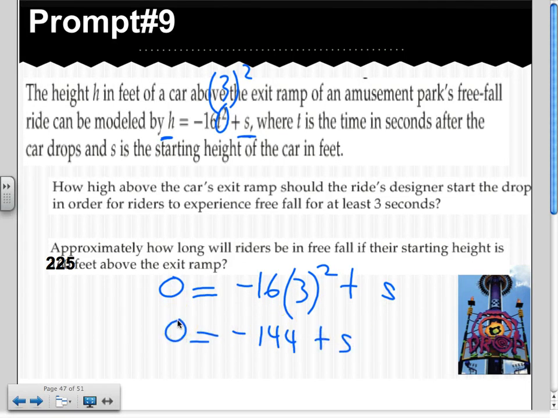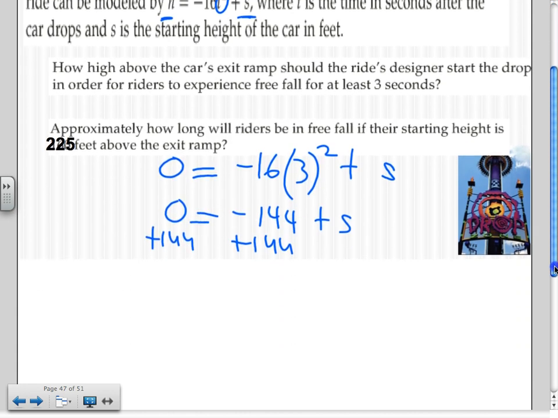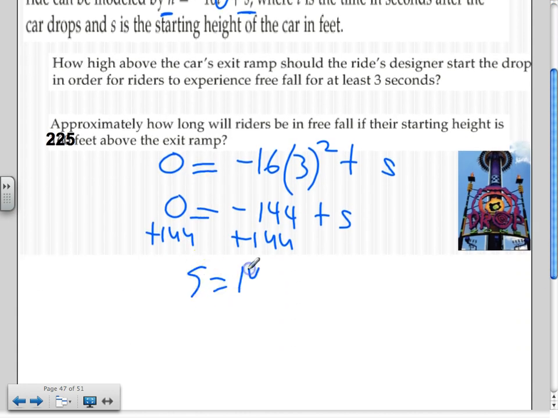How do I solve for s now? Plus 144 over. That means s is 144 feet. Exactly. So that means for the rider to experience 3 seconds of free fall, the initial height of that car has to be 144 feet above ground. Does it make sense? Okay, there it is. That's your first question.